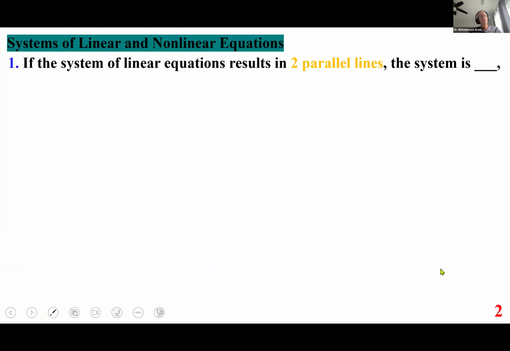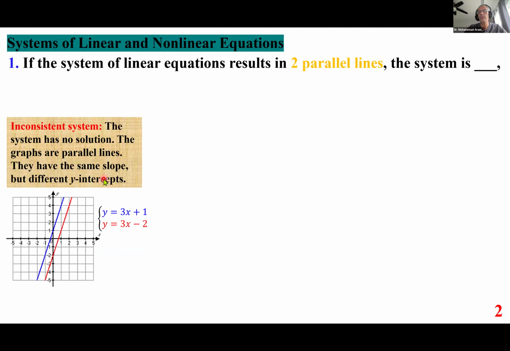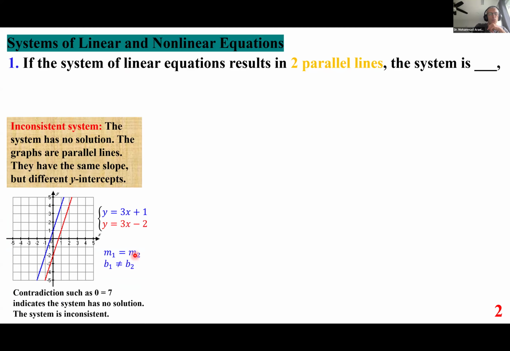All right. Systems of linear and nonlinear equations. If a system of linear equations results in two parallel lines, the system is an inconsistent system. The system has no solution. The graphs are parallel lines. They have the same slope, but different y-intercepts. In other words, if you solve for y, you notice m1 equals m2, but b1 is not equal to b2.